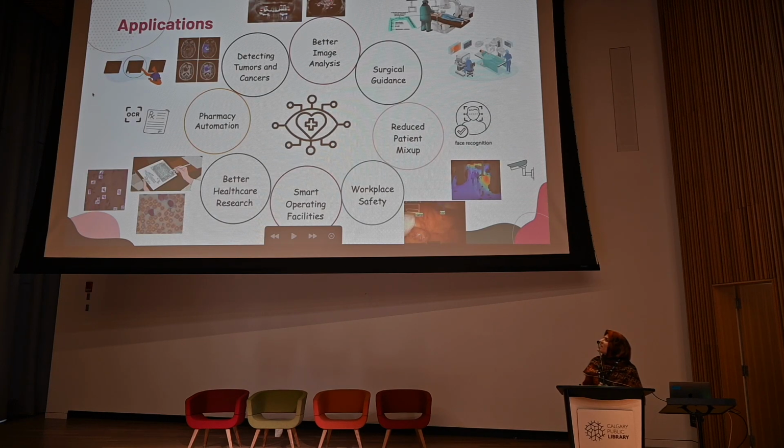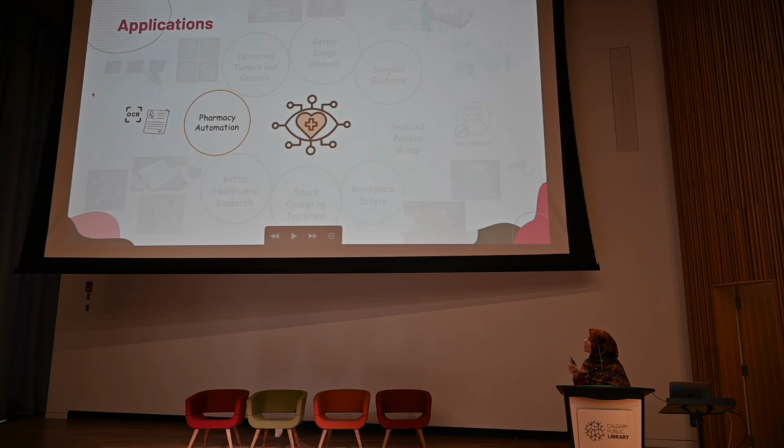All right. So let's move on to some popular applications and start with pharmacy automation. Computer vision can help in automating the prescription ordering. Basically, it can use OCR to extract information from a prescription image.